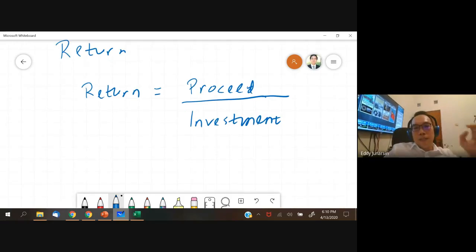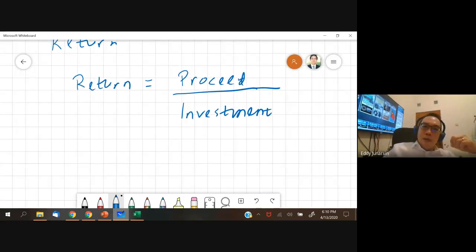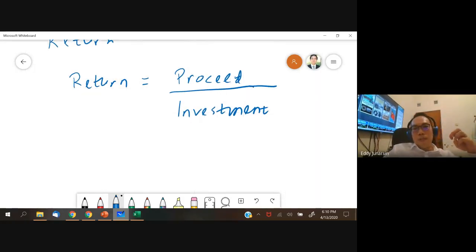So let's take an example. If you invest your money in the time deposit, it's very famous. Almost everyone has a certain amount of wealth invested in the bank as time deposit. So if you invest in time deposit, obviously you're expecting the interest income, right? Interest income from the time deposit. So the proceed would come from the interest income.